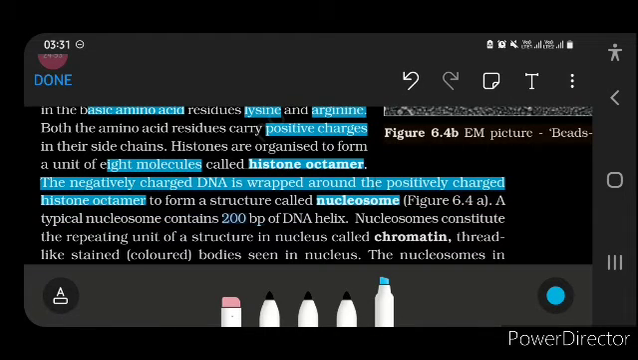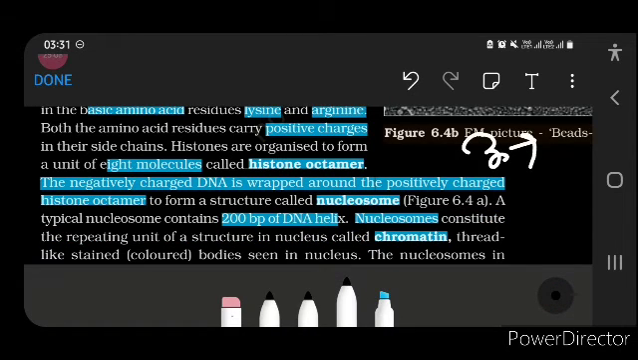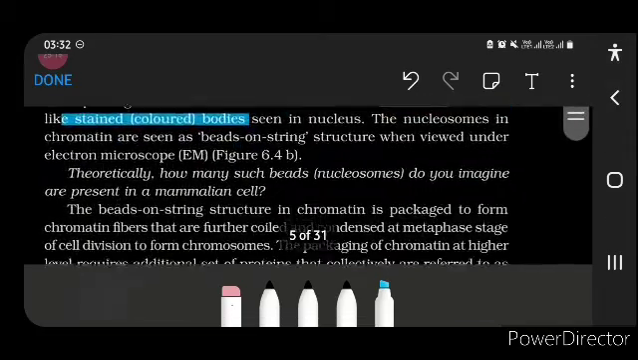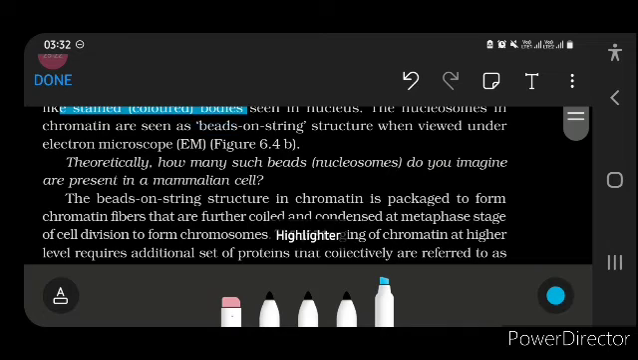A typical nucleosome contains 200 base pairs of DNA helix. Nucleosomes constitute the repeating unit of a structure in the nucleus called chromatin. When nucleosomes condense, they form chromatin, thread-like stained colored bodies seen in the nucleus. The nucleosomes in chromatin are seen as beads on a string structure when viewed under an electron microscope. Theoretically, how many such beads, nucleosomes, do you imagine are present in a mammalian cell?